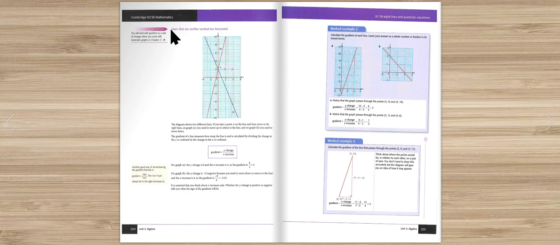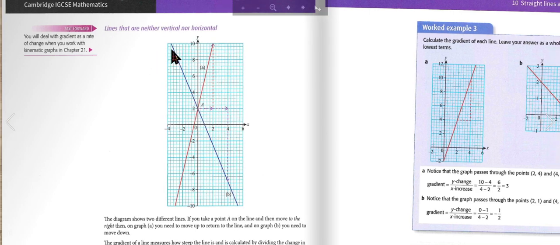So today we're going to learn about lines that are neither vertical nor horizontal. Let's start.